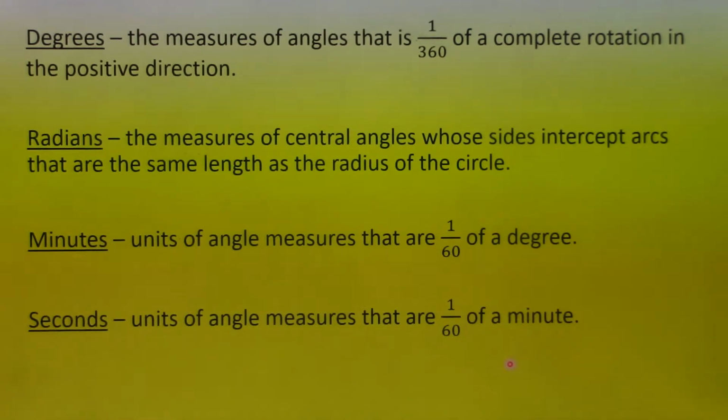Seconds, units of angle measure that are 1/60th of a minute. I hope we can understand that pretty easily because that's how seconds are related to minutes. Each second is 1/60th of a minute. And each minute, in terms of angles and circles and degrees, is 1/60th of a degree. These are all measurements for angles involving circles.